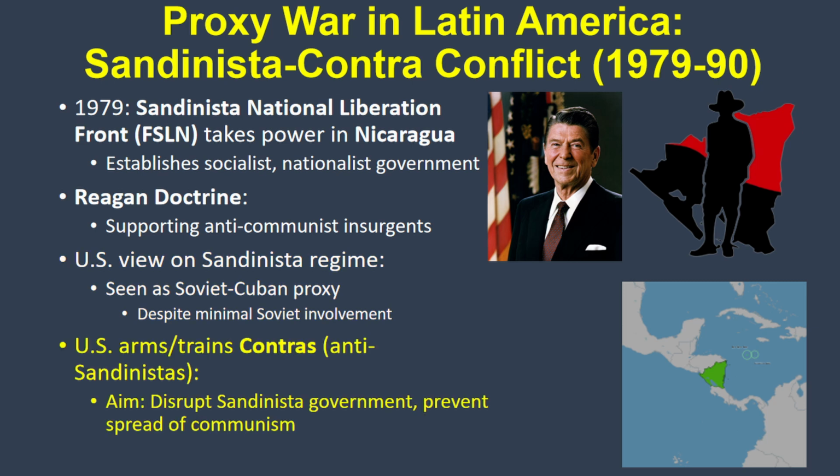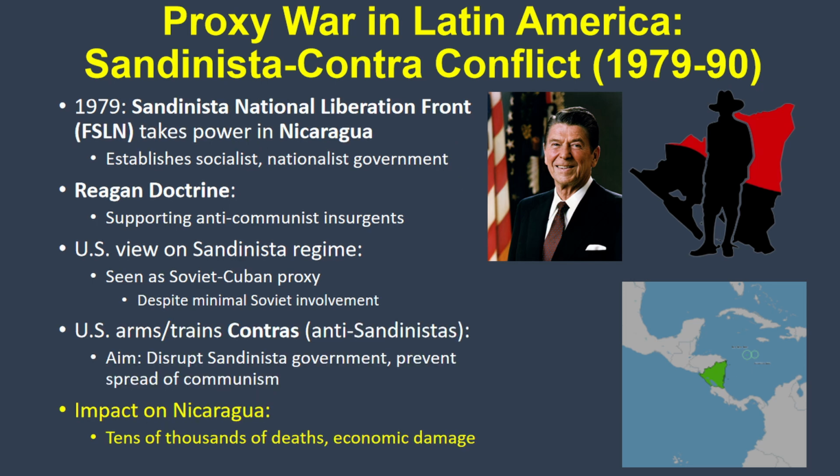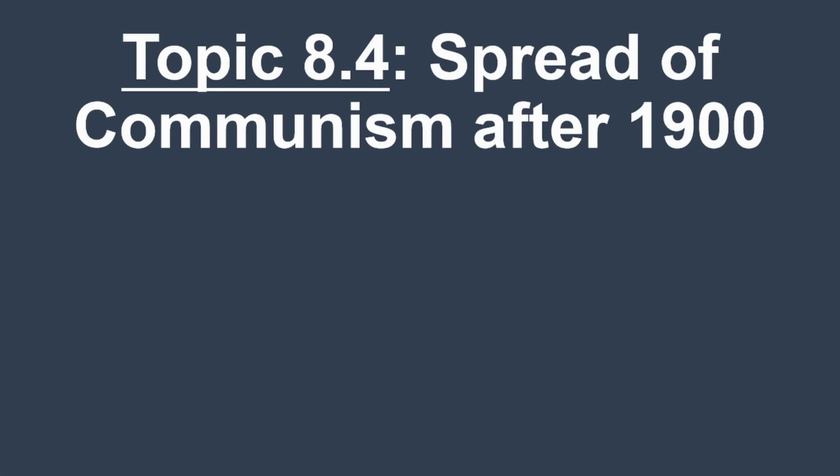The US armed and trained the Contras, a group of anti-Sandinista fighters. The objective was to disrupt the Sandinista government and stop what was perceived as a spread of communism. This conflict resulted in tens of thousands of deaths and significant economic damage to Nicaragua. There's a lot more proxy wars, but now we gotta move on to 8.4, spread of communism after 1900.